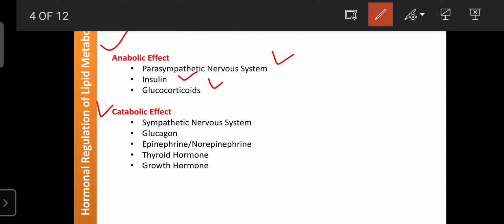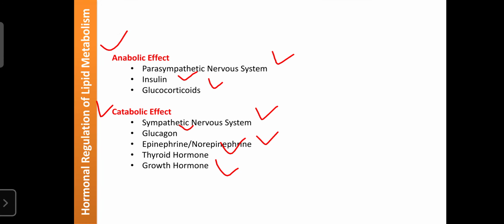And the following, like the sympathetic nervous system, are involved in catabolism, the breakdown of lipids. They decrease the synthesis or storage of lipids. Then glucagon is a hormone that also shows the catabolic effect, along with epinephrine, norepinephrine, thyroid hormones, and growth hormones. These all show a catabolic effect on lipid metabolism. So now we can go one by one.